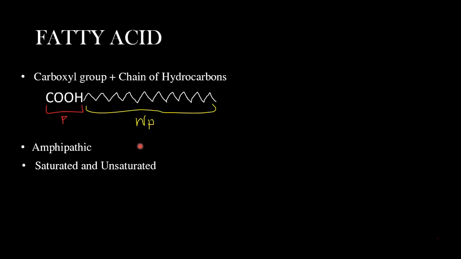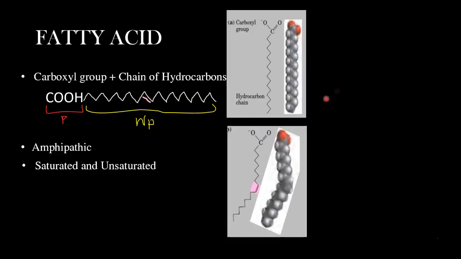Next is saturated and unsaturated fatty acid. In unsaturated fatty acid, there will be a double bond in the hydrocarbons. So that's the difference between saturated and unsaturated fatty acid. In saturated fatty acid, there won't be any double bond. In unsaturated fatty acid, there will be a double bond. In this picture, we can see this is a saturated fatty acid and this is an unsaturated fatty acid, because this doesn't have any double bond, and here we can see a double bond, and this double bond gives a kink to this fatty acid.